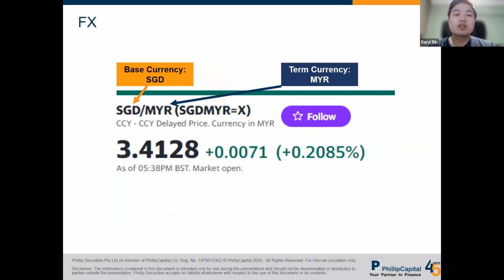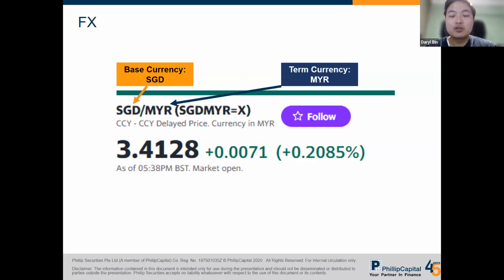Okay, so now let's talk about Forex. What exactly is FX? I believe we have all been to a money changer before, and we tend to see many numbers with different flags on the screen. To make it easier and simpler to understand, I'll be using SGD, Singapore dollars, and Malaysia ringgit. So if we were to go to Malaysia and want to exchange money, we see this quotation on the money changer screen.